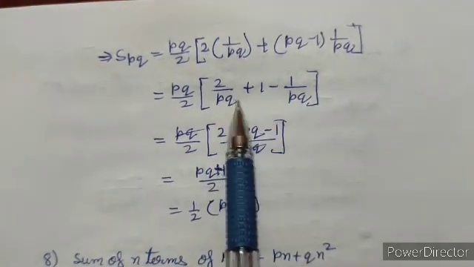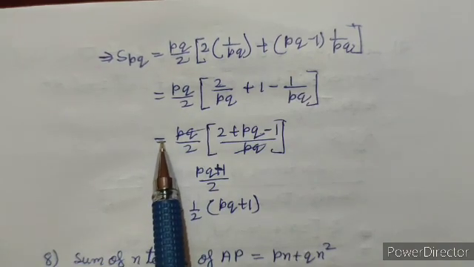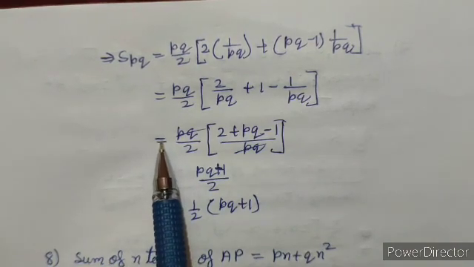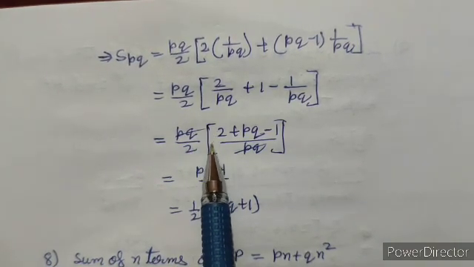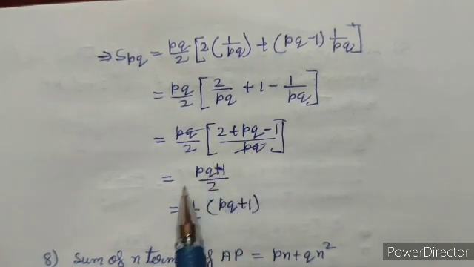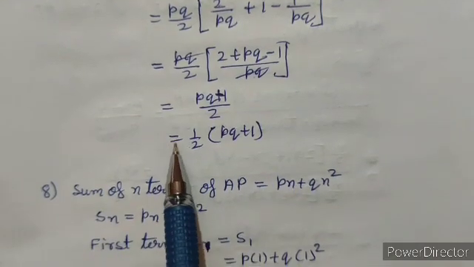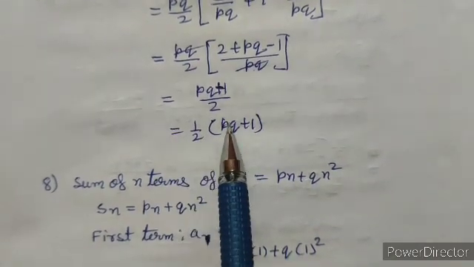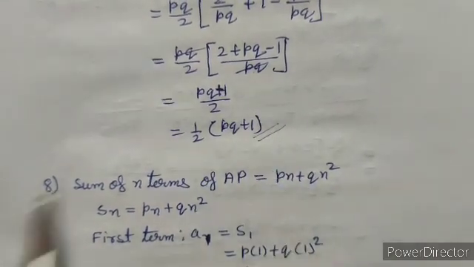Now after taking PQ as LCM, we will get SPQ as PQ upon 2 into 2 plus PQ minus 1 upon PQ, which on solving will give us the value of SPQ as 1 upon 2 PQ plus 1, which we had to prove.